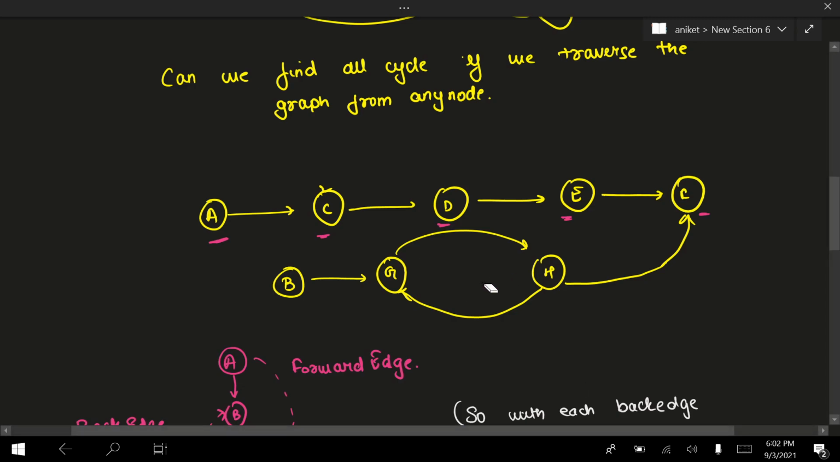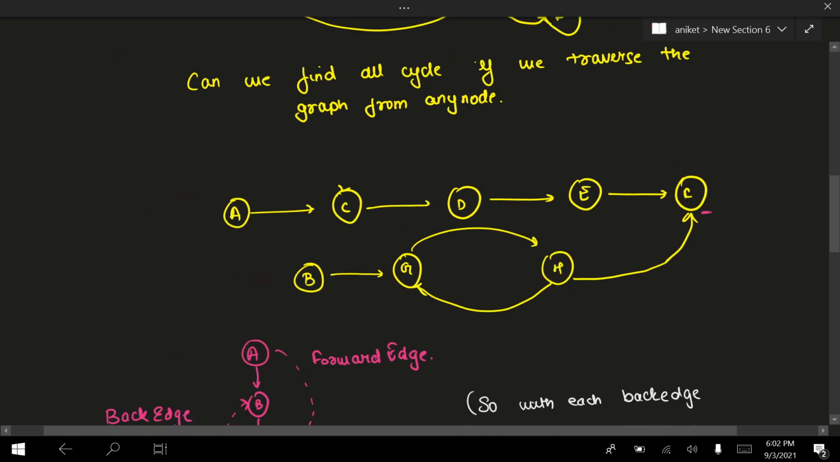So what algorithm can we use to make sure that we are able to detect all the cycles? So yes, you're thinking right. We have to check for each and every vertex. For example, A, C, D, E, F, H, and G.